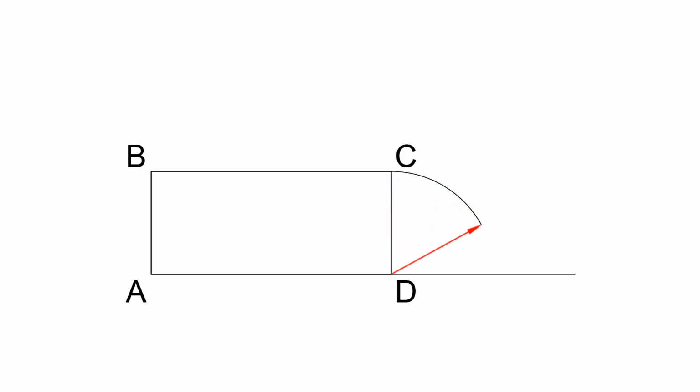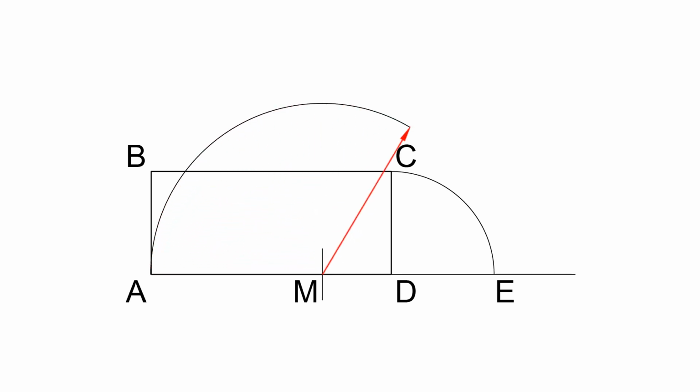Next, drop the width DC on the extended line to find point E. Bisect AE into 2 and mark off its midpoint as M. Using center M, draw a semicircle as shown with MA as the radius.